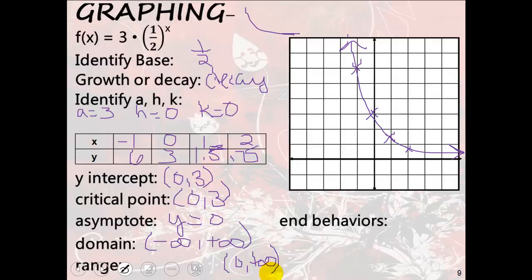My end behavior, as x goes to -infinity. So as I keep going out this way, what way is my arrow pointing? Up. So f of x is going to +infinity.